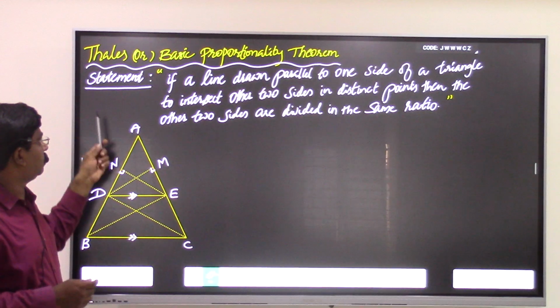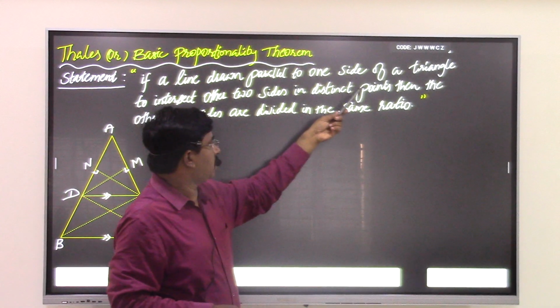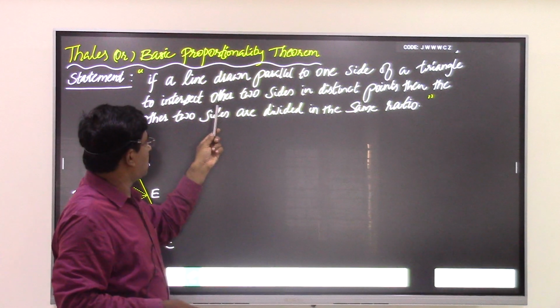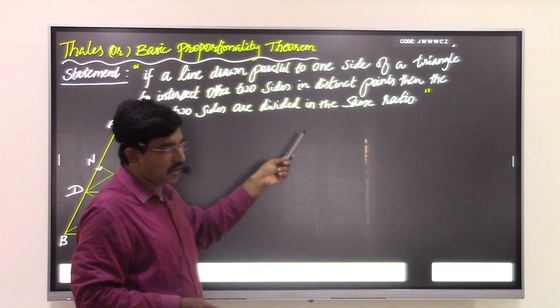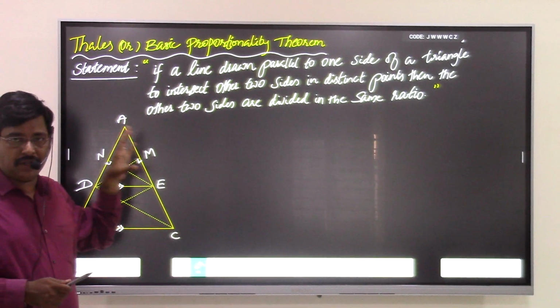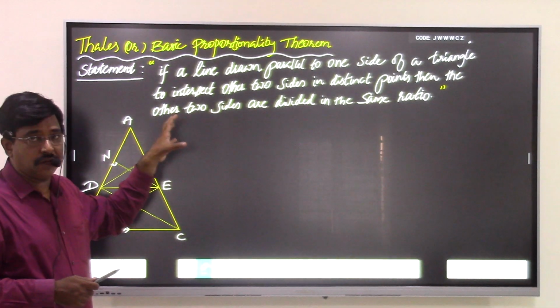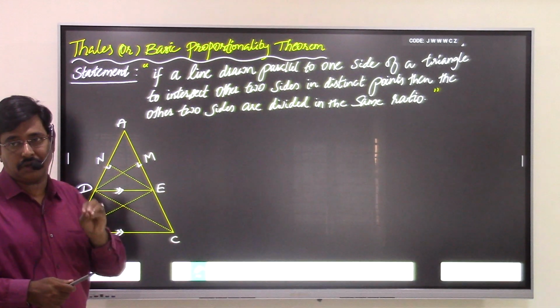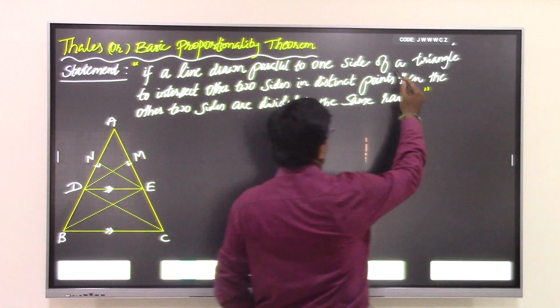The statement of the theorem is, if a line is drawn parallel to one side of a triangle to intersect the other two sides in distinct points, then the other two sides are divided in the same ratio. So, first of all, after reading the statement, we have to understand which type of figure the statement belongs to. The statement belongs to a triangle.